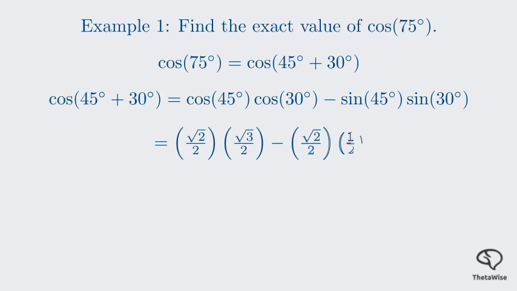Plugging these in, we get root 6 over 4 minus root 2 over 4, which simplifies to root 6 minus root 2 all over 4. This is a powerful technique for finding exact values for angles that aren't on our standard unit circle.